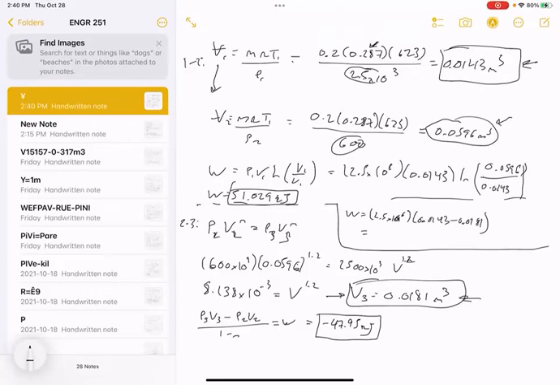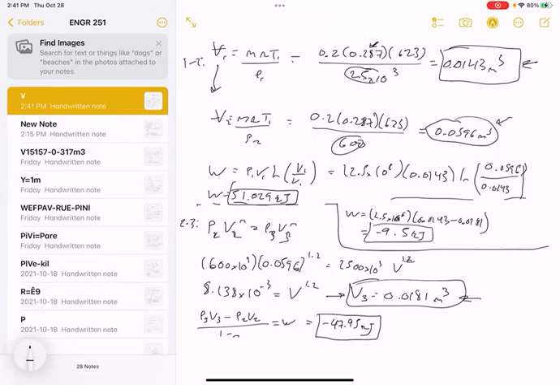And I made a typo. No, I didn't. We're good. So that's minus 9,500 joules, so minus 9.5 kilojoules. Again, it's obviously reducing in volume, so we expect there to be negative work done.